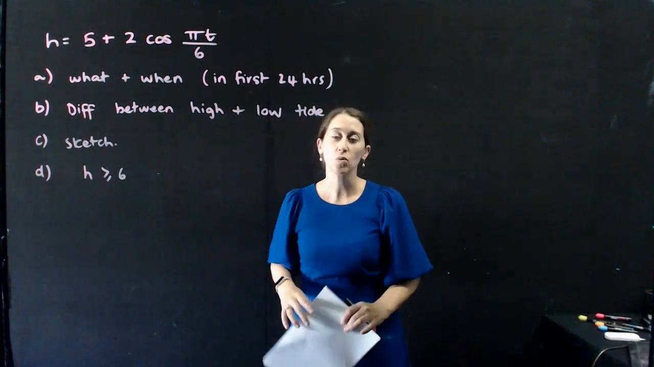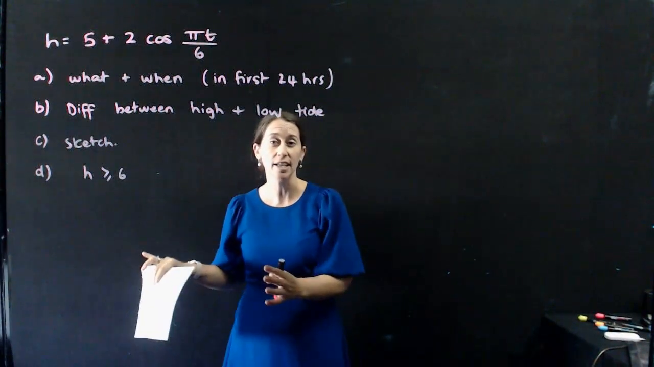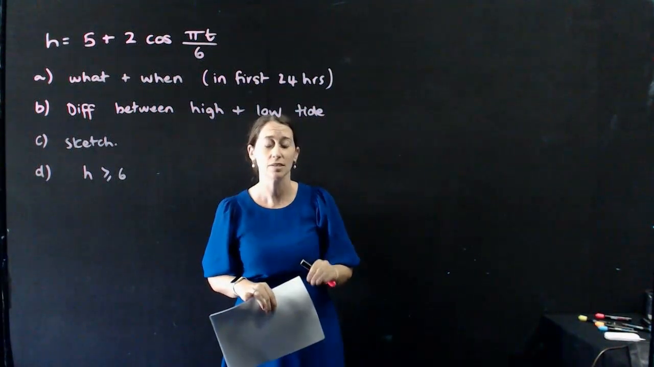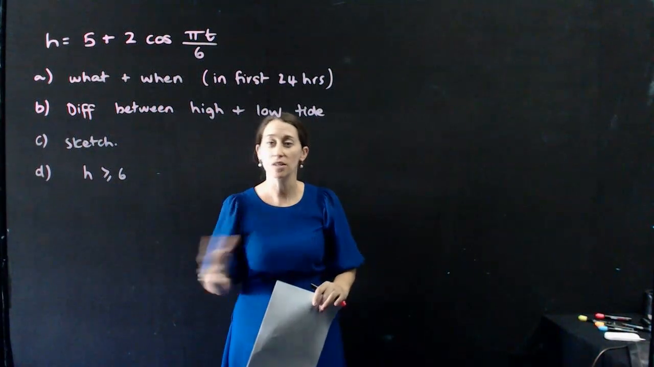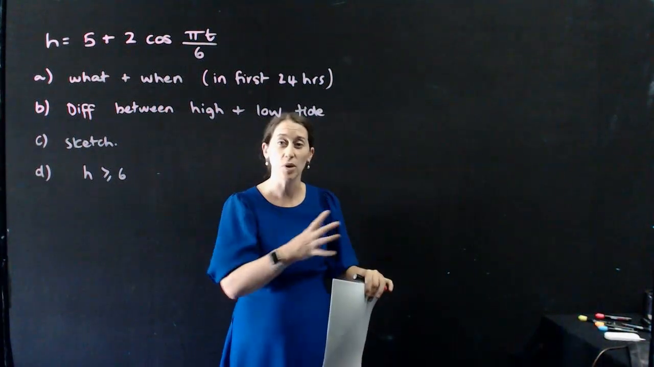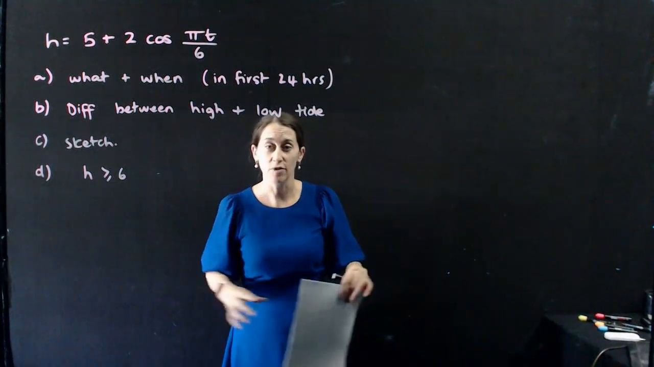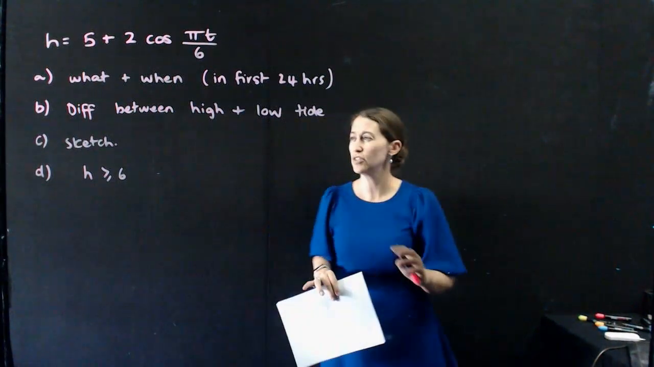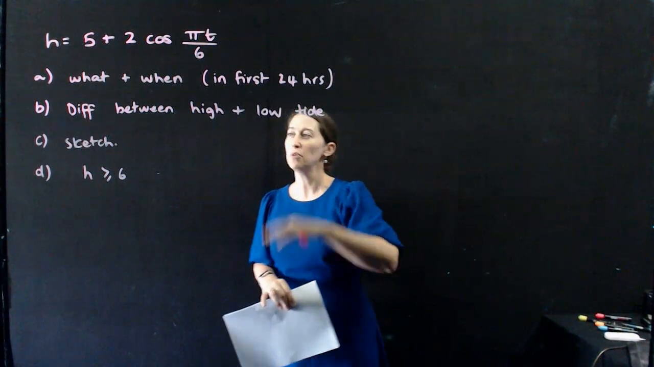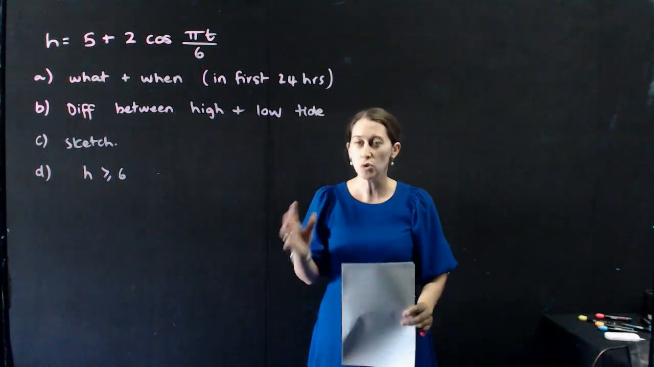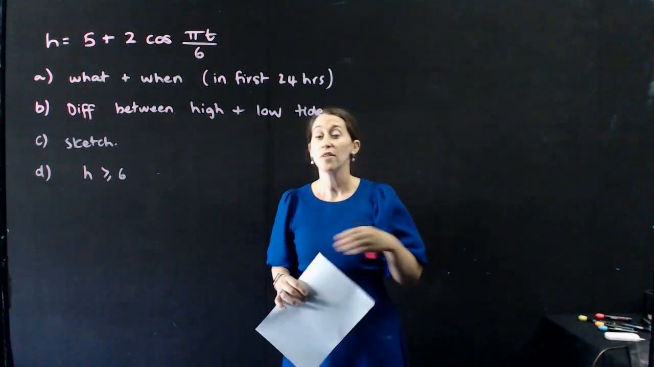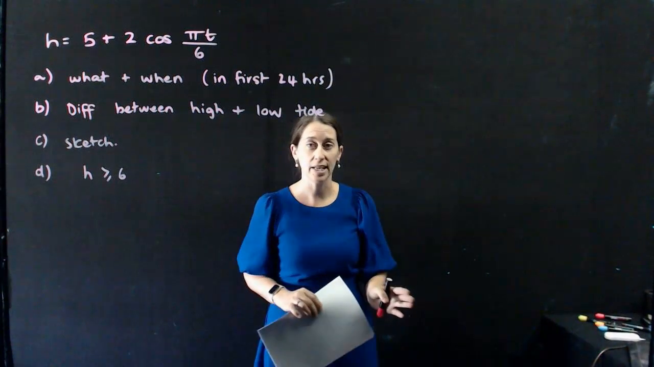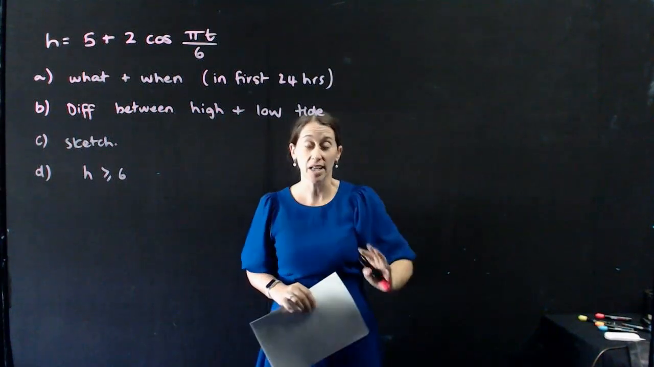And then we want to know, if John can bring his trawler in only at a height of 6 metres, how long has he got, or what times can he bring his boat into the harbour when it's safe to do so? So what I'm going to do is talk about the sketch. Before you try a problem like this, it's a good idea to have a sketch, whether that be by hand or on the calculator. So I'm going to just make some sketches of this.